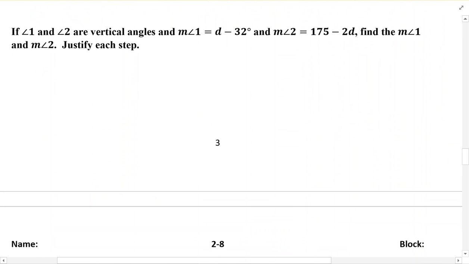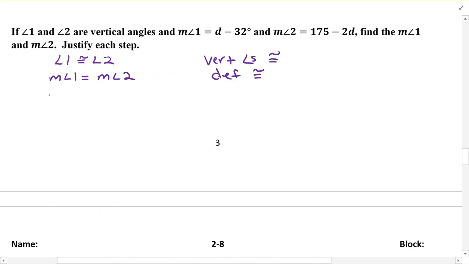For the last one, it tells us that angle 1 and angle 2 are vertical angles. They give us an expression for the measure of angle 1, and they give us an expression for the measure of angle 2. We want to find the measure of angle 1 and measure of angle 2, and we need to justify each step. So angle 1 is congruent to angle 2, and that's because vertical angles are congruent. That gives us the measure of angle 1 equals the measure of angle 2, and that's by definition of congruence.